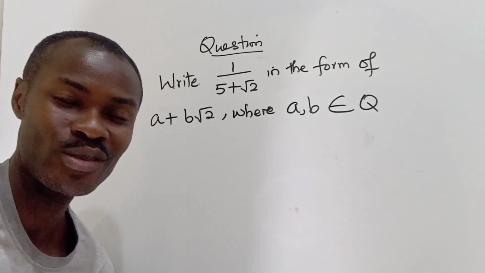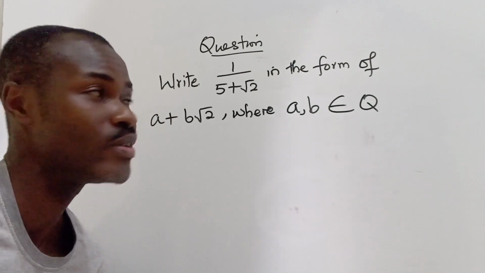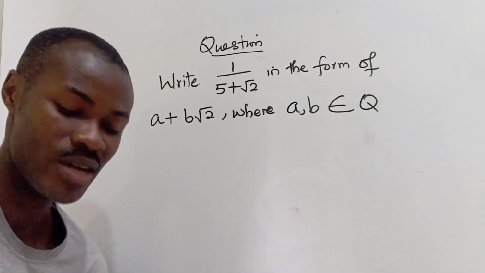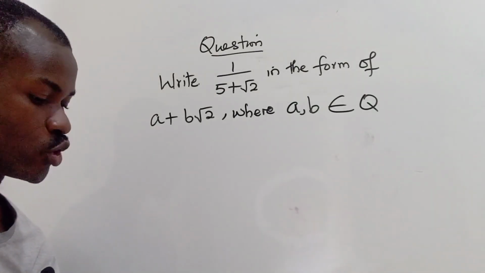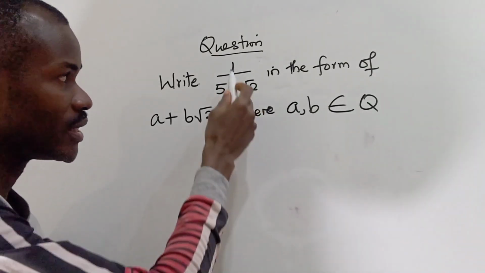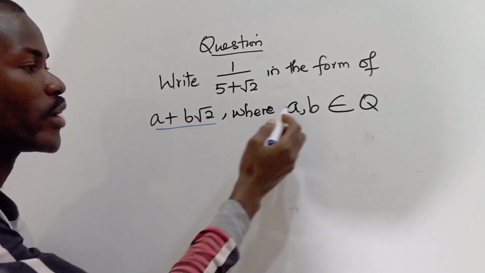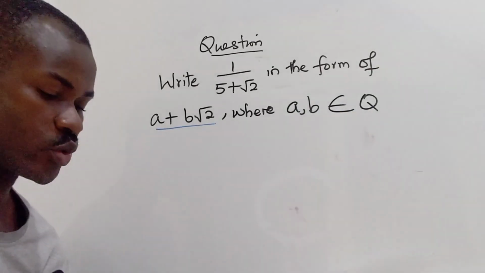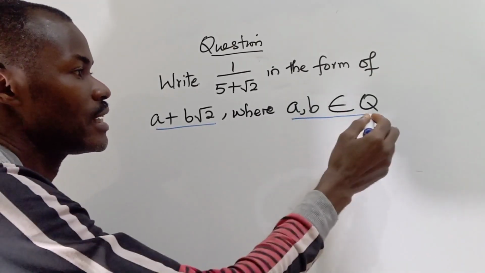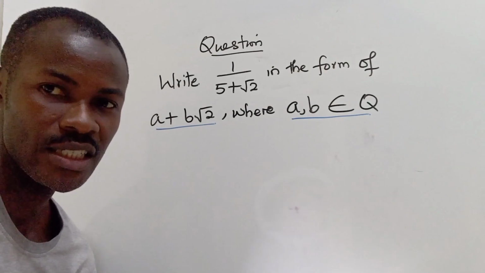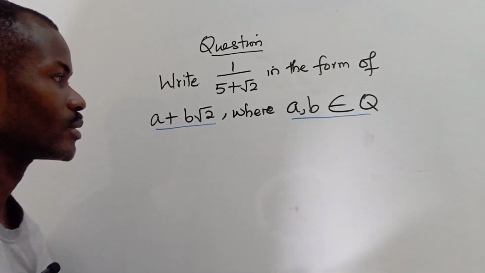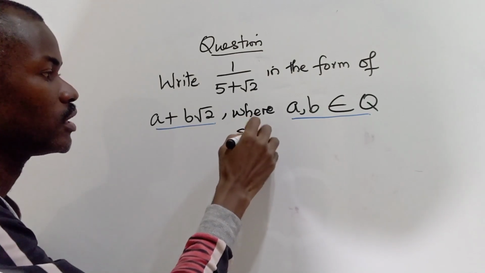Alright, so today we have another question on the series of surds. So let's quickly look at it. The question says we should write this surd in the form of a plus b root 2, where a and b belong to Q. So what this means is a and b are rational numbers.